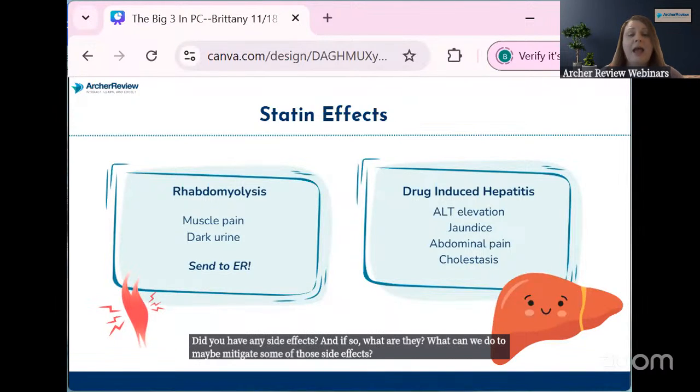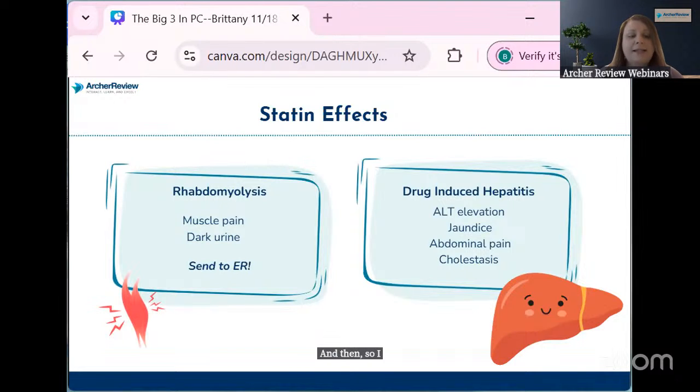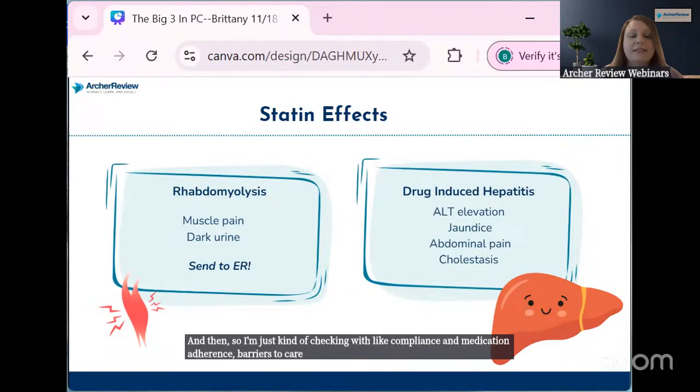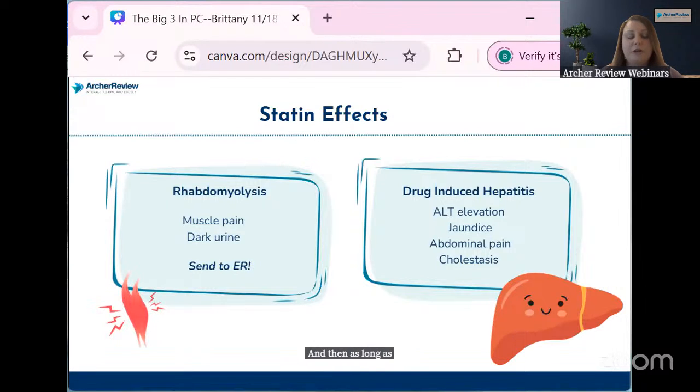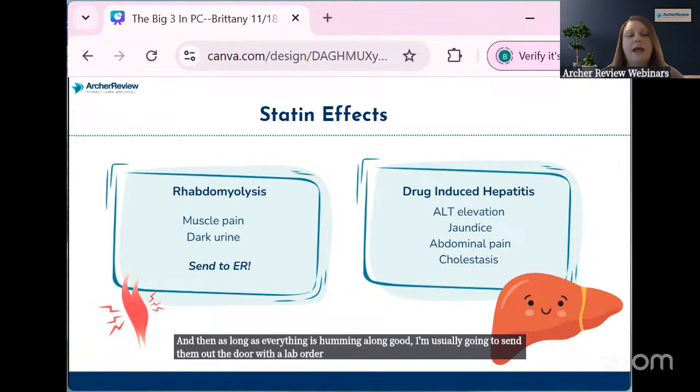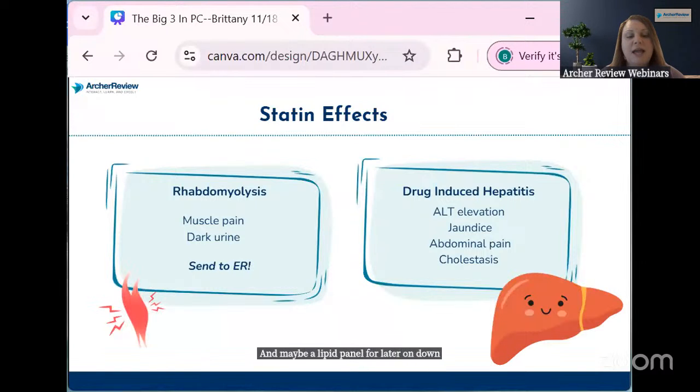And then I'm just checking on compliance, medication adherence, and barriers to care. As long as everything is humming along well, I'm usually going to send them out the door with a lab order. On that lab order, I'm going to have a CMP and maybe a lipid panel for later down the road, to check how the statin is working with their body.